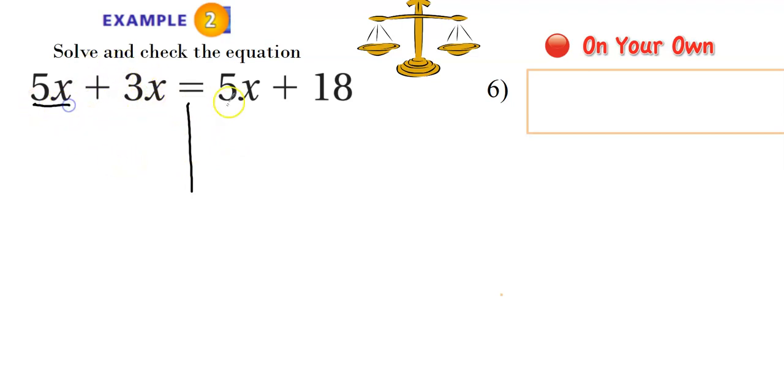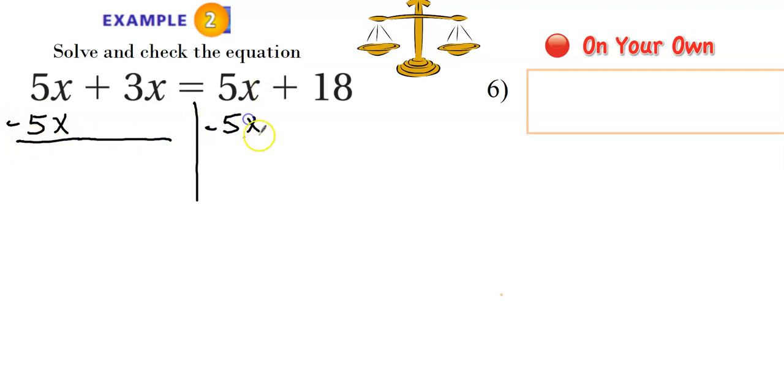But I noticed that the 5x and the 5x, there's one on the left side and one on the right side. So how about this? What if I just take 5x off of the left side and I take 5x off of the right side? I have to get rid of the black marks because I don't want you to think that I am dividing. So there's my balance scale. I'm going to subtract 5x from over here and subtract 5x from the right side. Those cancel out, leaving me with 3x on the left side and 18 on the right side.